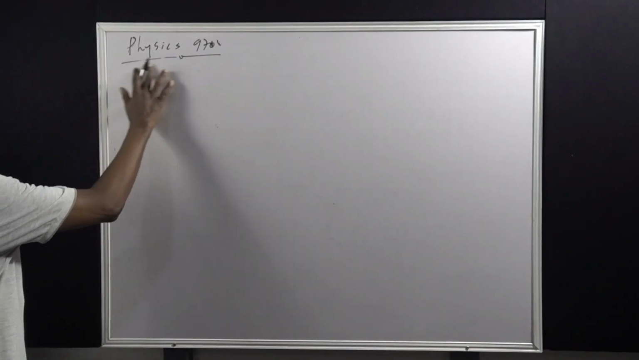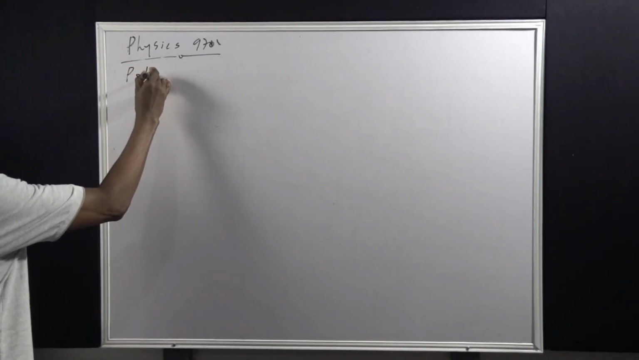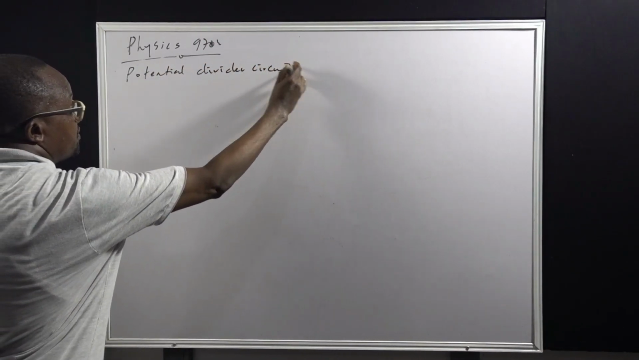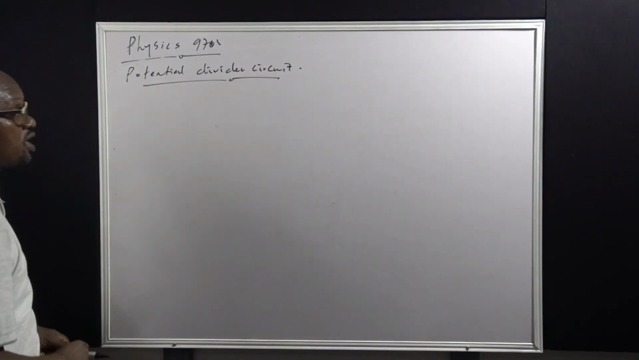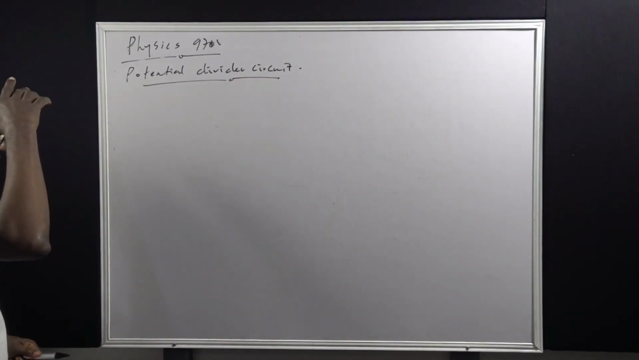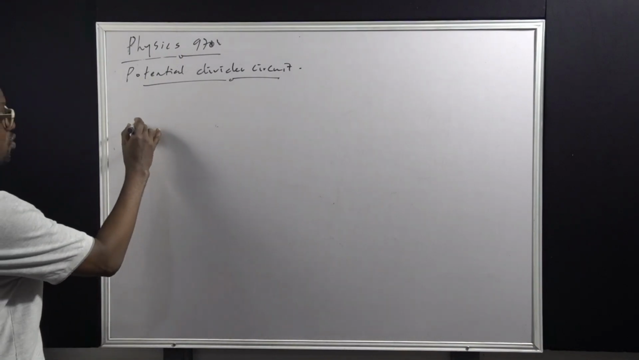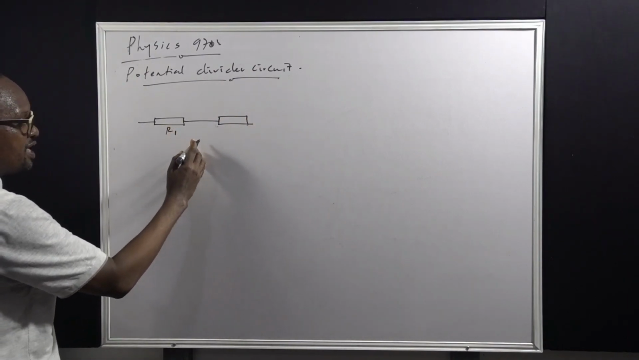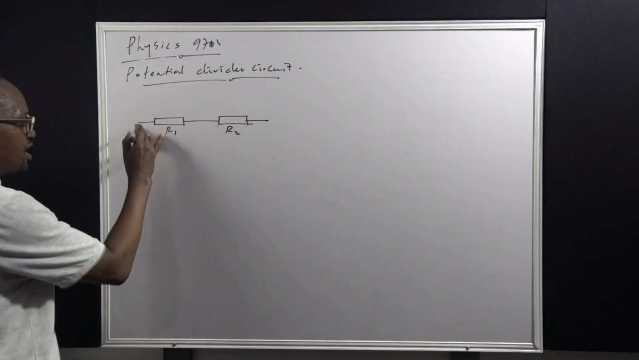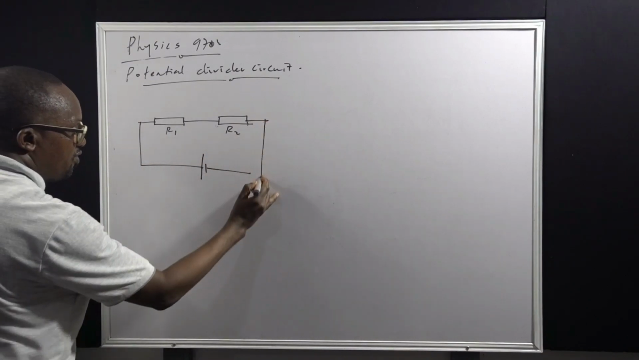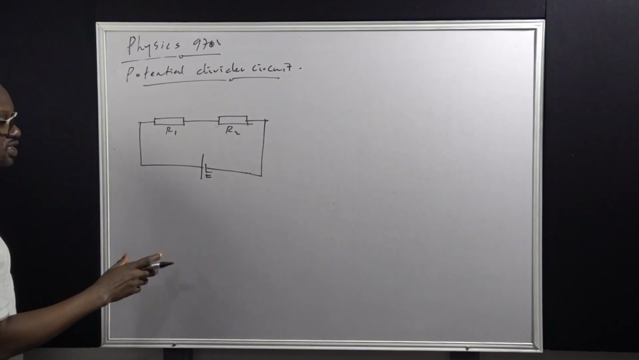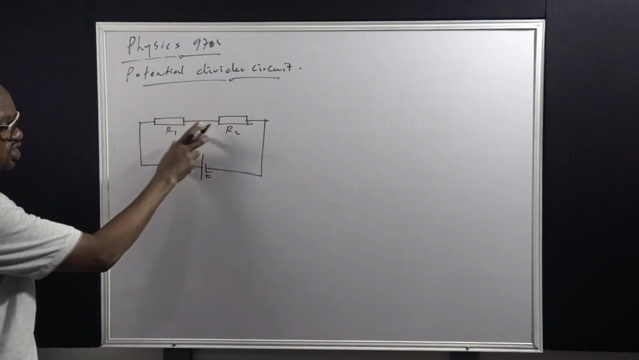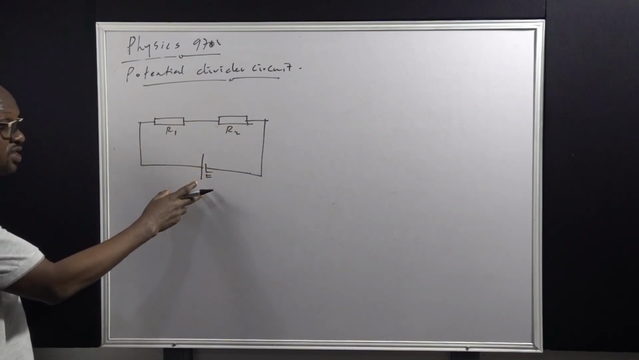Very quickly, we look at the potential divider circuit. When we talk about a potential divider circuit, you know that resistors are arranged in series: a resistor with resistance R1, a resistor with resistance R2, and they are connected to a power supply of EMF E. The PDs across these resistors will add up to the EMF of the circuit.